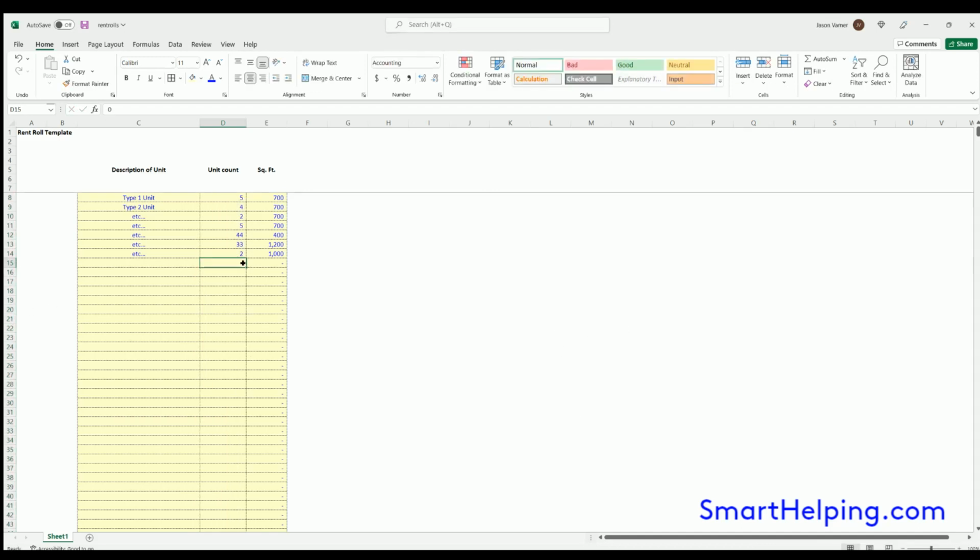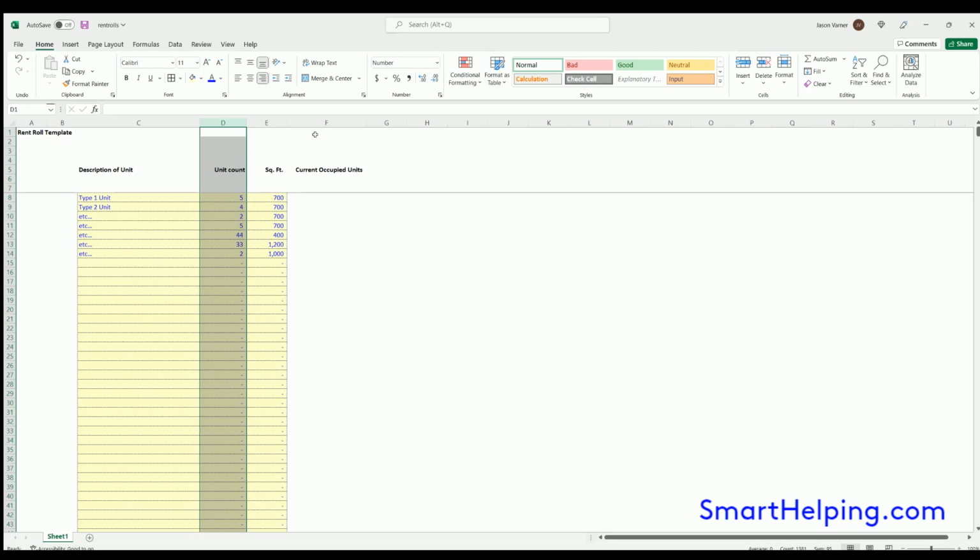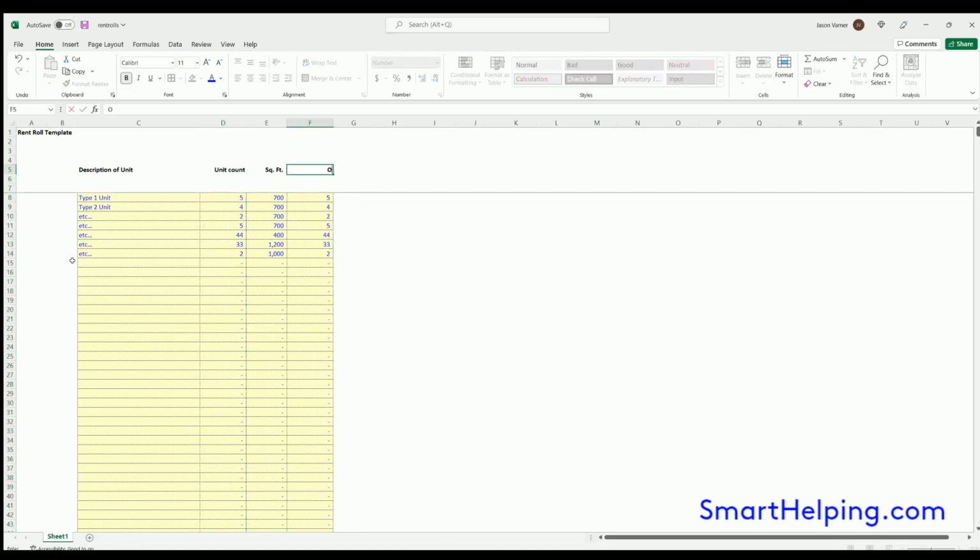And it's basically just an accounting format without a dollar symbol or decimals. Okay. So we've got unit count, square foot. Now what we want to put next would be current occupied units. And let's just paste this down. Occupied units, current.